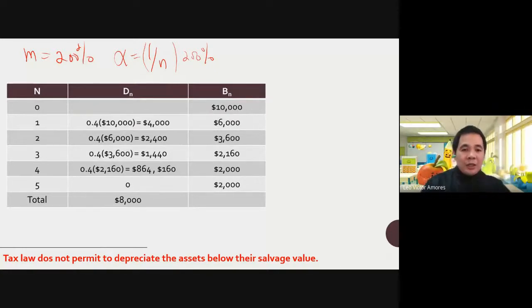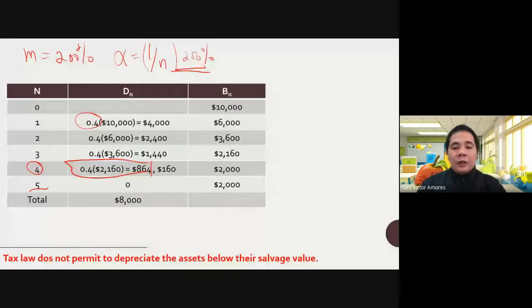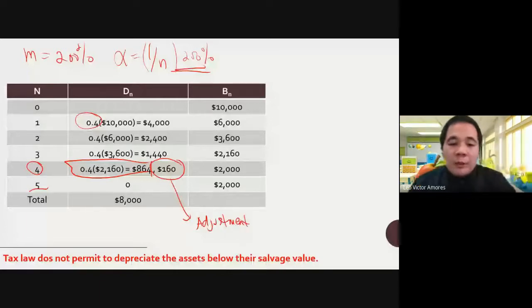So, what happens when you have a double declining balance method is that your depreciation happens much earlier. As you can see in the example, your depreciation ends on the fourth year rather than the fifth year. Why? Because your multiplier is very large. So usually, with 40%, your depreciation every year is large. Then on the fourth year, instead of a depreciation value of 864, what you actually depreciate is only the 160. That is your adjustment. Okay? That is also to ensure that your book value at the end of its service life is still around $2,000.